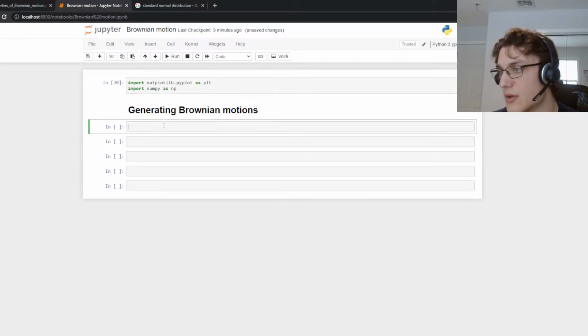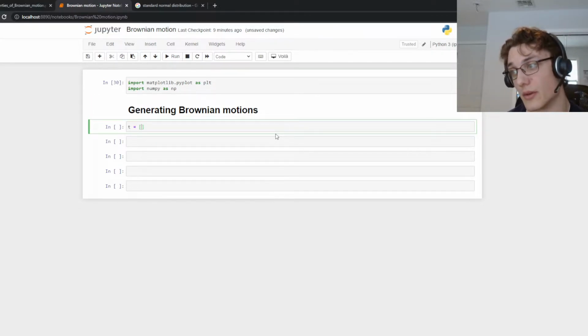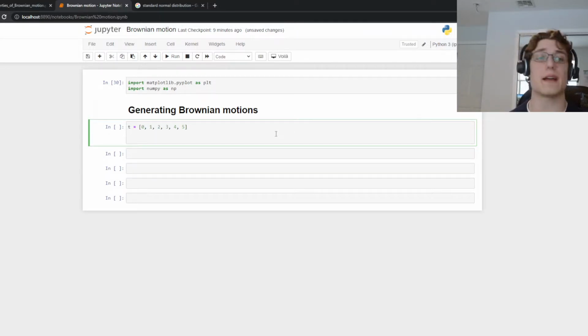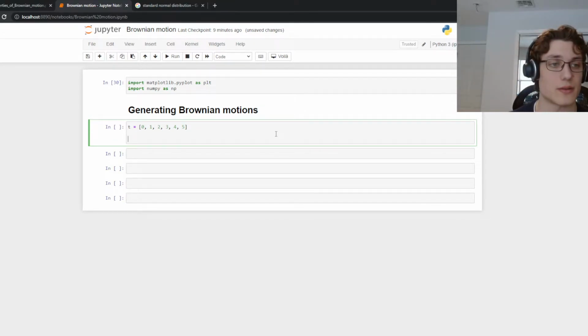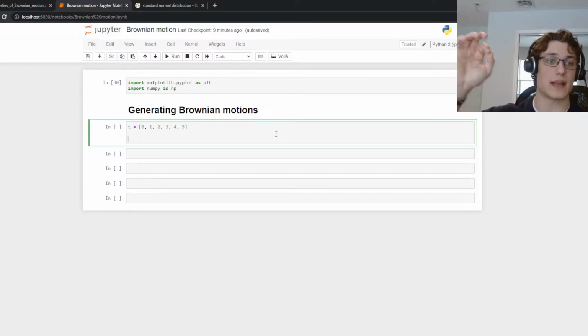Okay, so to generate Brownian motions, let's create that time interval that we referred to. So we have 0, 1, 2, 3, 4, 5. So these are just 5 separate days. 0 is now, 1 is tomorrow, 2 is 2 days from now. You get the picture. So that's going to be our x-axis, okay? We're operating in 2 dimensions where the y-axis represents the outcome of our stochastic process, our process Brownian motion.